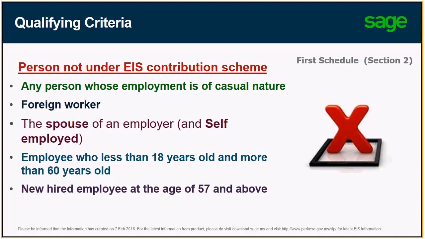Any person whose employment is of casual nature, foreign workers, the spouse of an employer or self-employed, employees who are less than 18 years old or more than 60 years old, or newly hired employees who, when they join the company, are already the age of 57 and above, are also exempted from EIS.